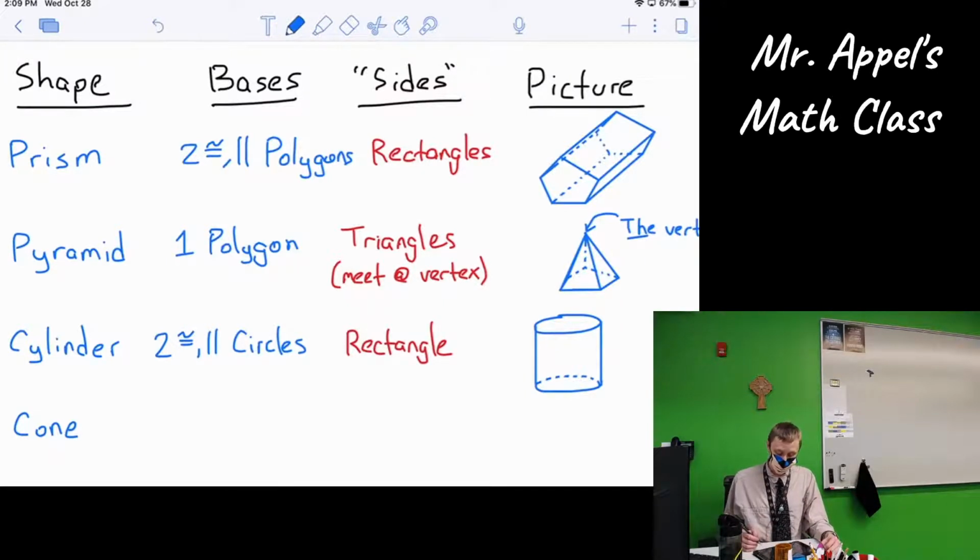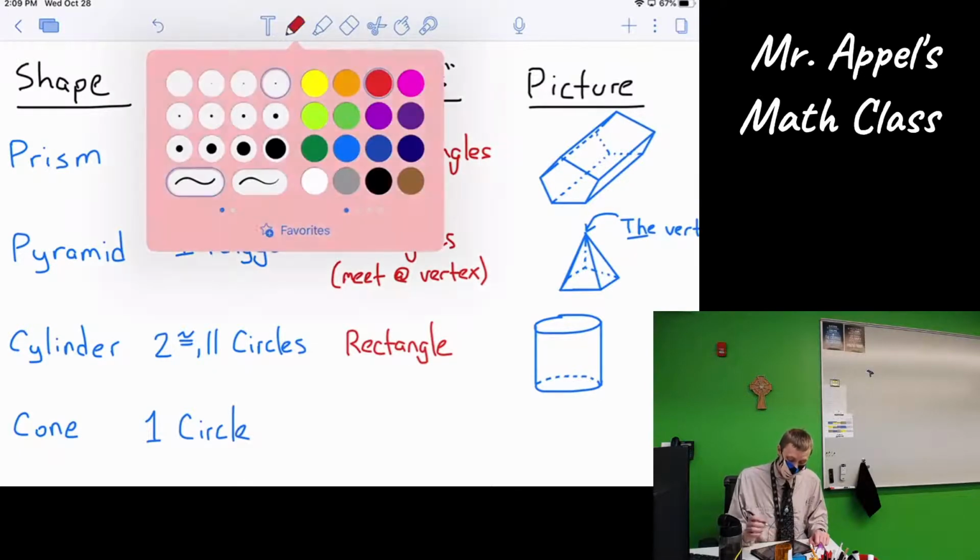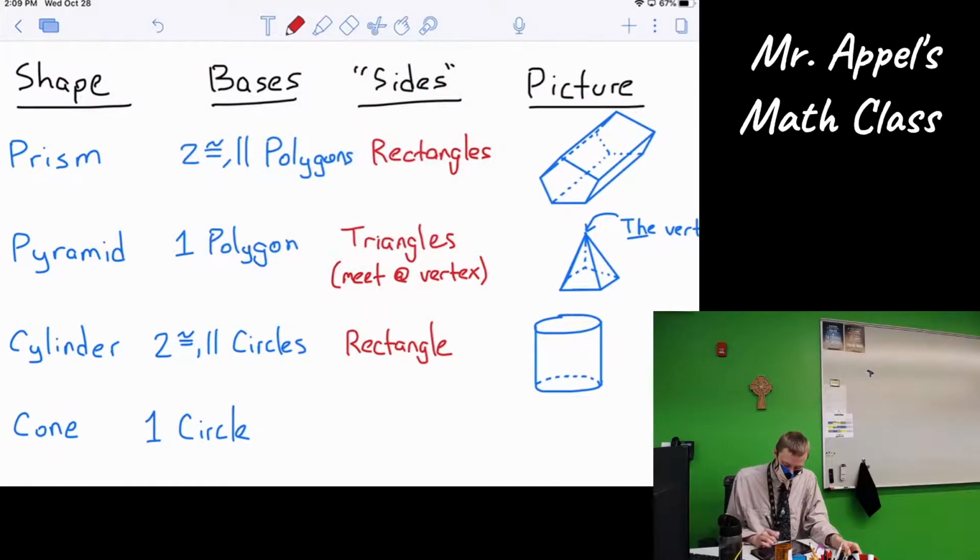Not too shabby. All right, so even if you're not a great artist, you should be able to use these basic techniques to at least convey what the shape is supposed to be. Now, cone is probably the simplest yet. We just have, like the pyramid, a single base, but like the cylinder, it is a base of a circle. Except the sides get more complicated.